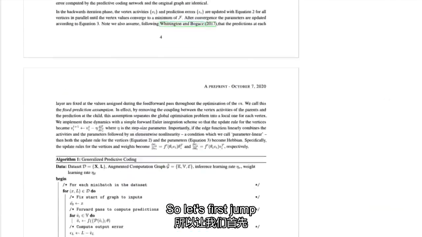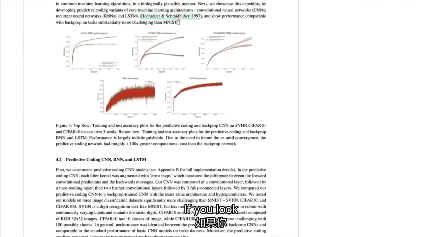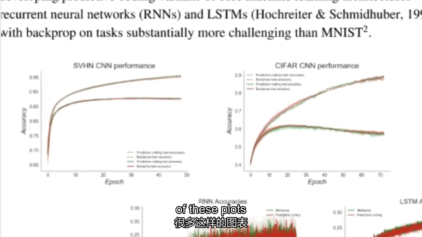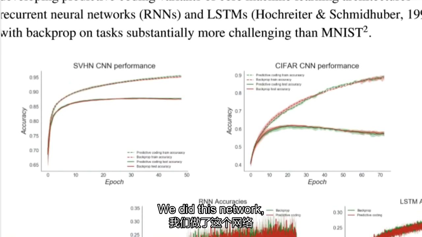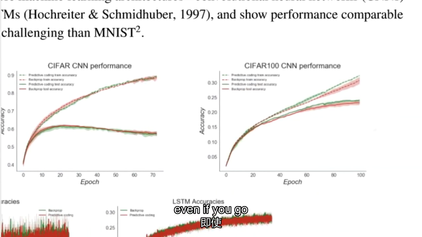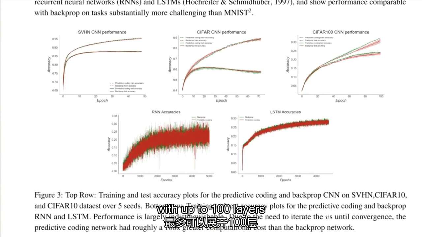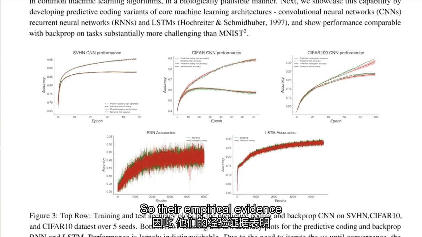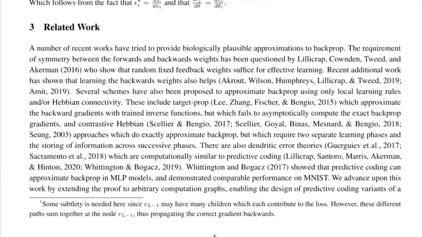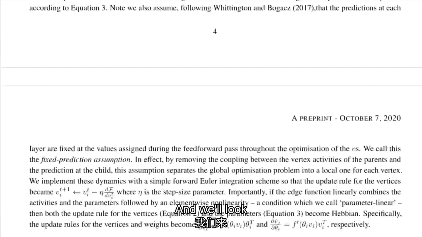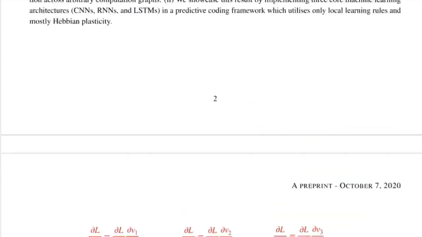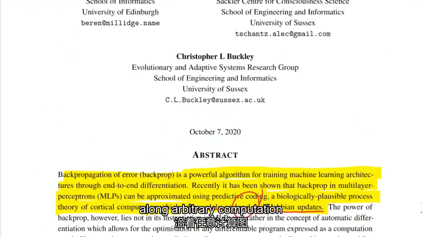Let's first jump into the numerical results. If you look at their numerical results, they have lots of these plots where they basically show, we did this network, we train it with backprop, and then we train it with predictive coding, and the lines are just the same. So it's pretty convincing evidence, even if you go super duper deep. And they do, I think, RNNs with up to 100 layers or 100 time steps unrolled. So the empirical evidence that predictive coding approximates backprop is certainly here. And we'll look at what predictive coding is, how it works, and how it works along arbitrary computation graphs.